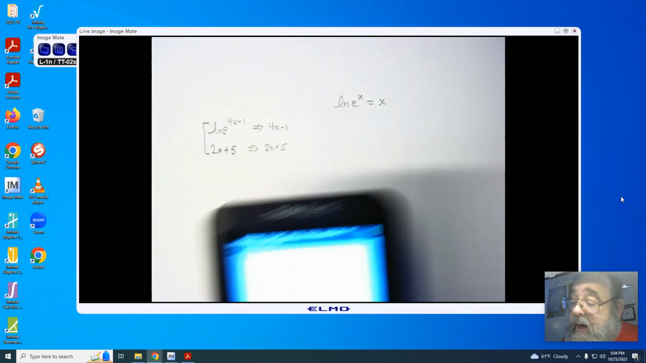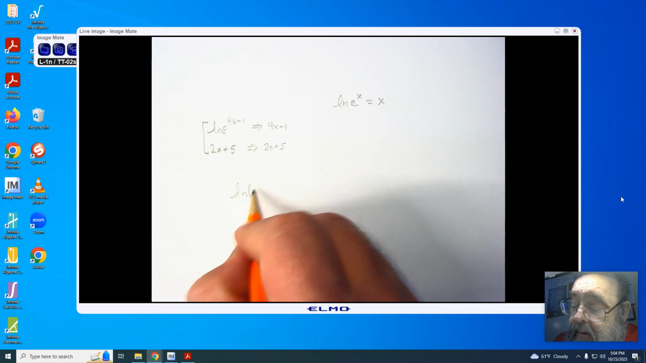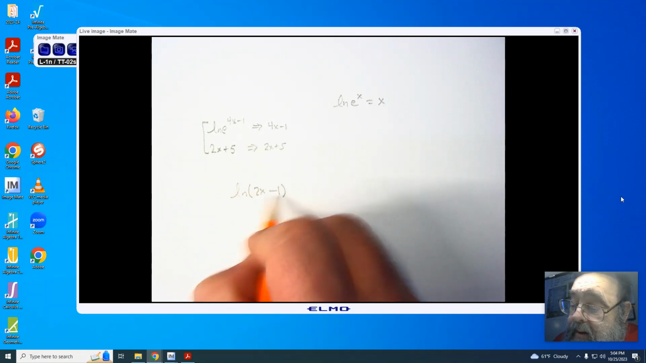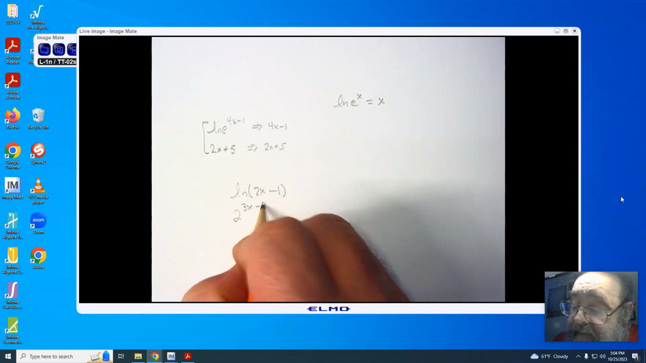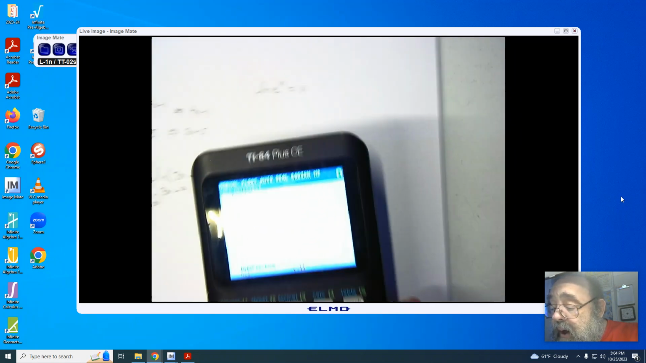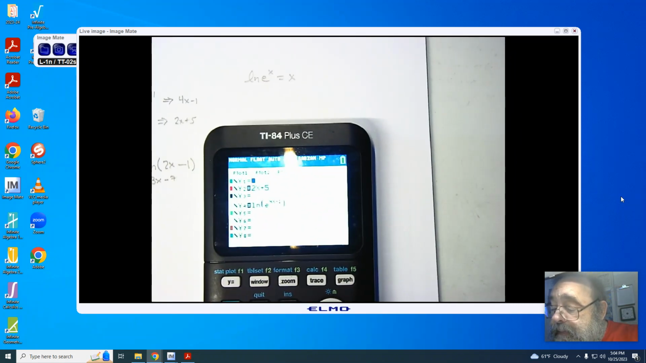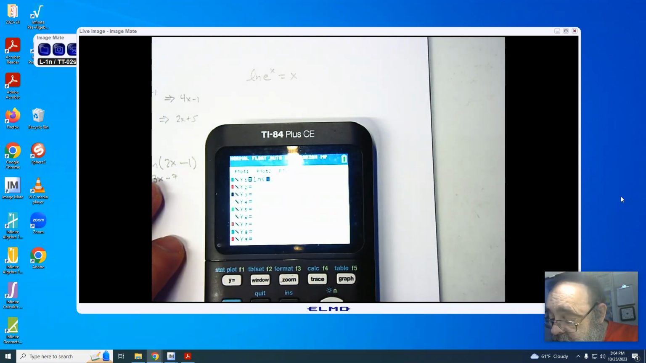Let's take a look at another one, this time a little bit more complicated: natural log of 2x minus 1 and 2 to the power of 3x minus 7. We're going to put these both into our graphing calculator, just like we did before. So I have ln of 2x minus 1, and I have 2 to the power of 3x minus 7.